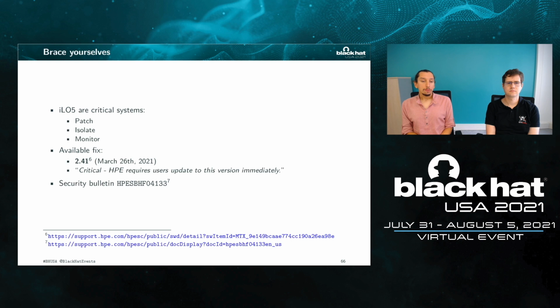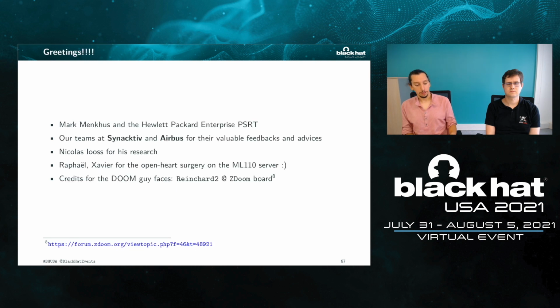We'd like to remind you that iLO5 systems are really critical systems, so please keep them up to date, make sure they are not exposed too much, isolate them as much as possible, and please monitor them. Regarding the new vulnerabilities that we have talked about in this briefing, there is an available fix by HPE which was released in March 2021, and you can find more information in the security bulletin, which is rated as critical.